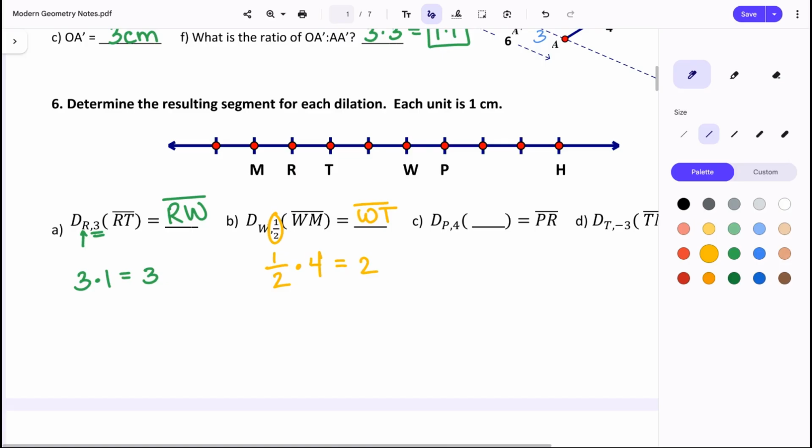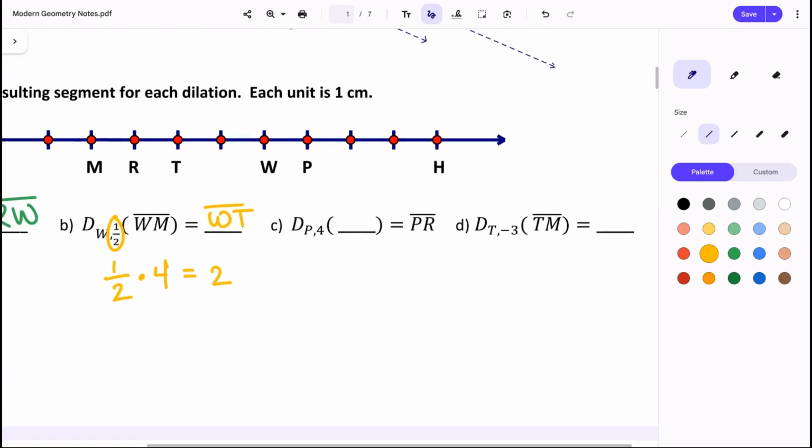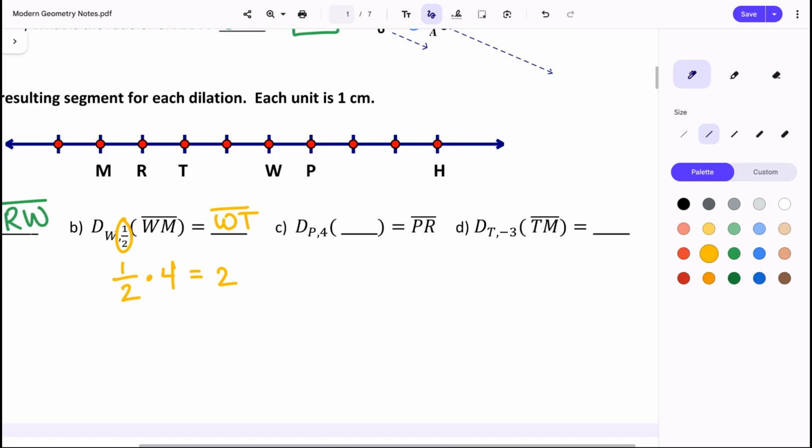All right, now we said on C, this one's a little different because it's backwards. Like you said, they're giving you the image instead of giving you the pre-image. So we need to figure out what they took that scale factor times to get to our answer. Now our scale factor for this one is a 4. So I took 4 times whatever this segment is, I'll call that a question mark, to get my segment PR.